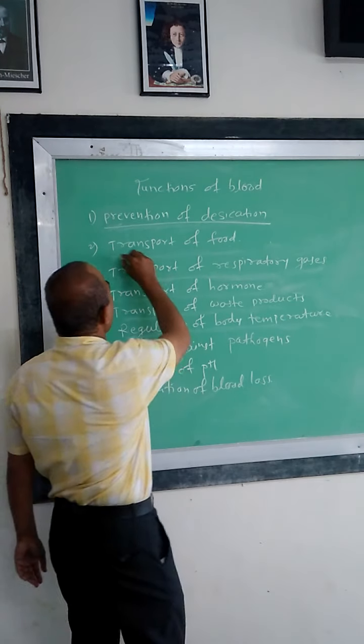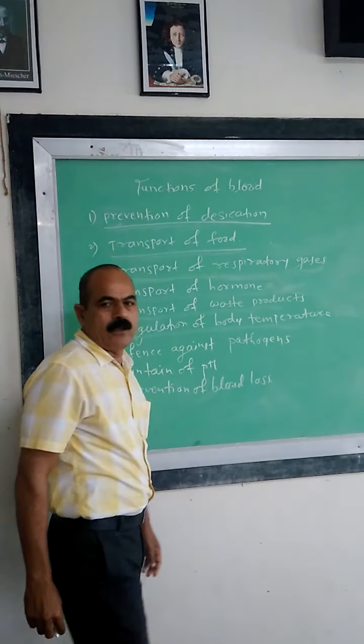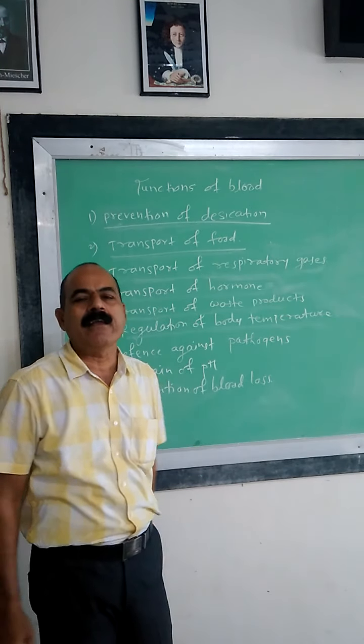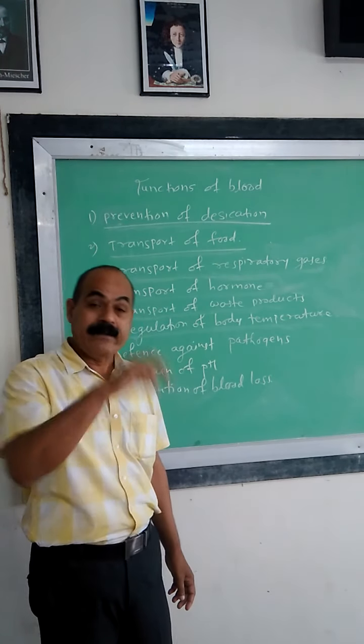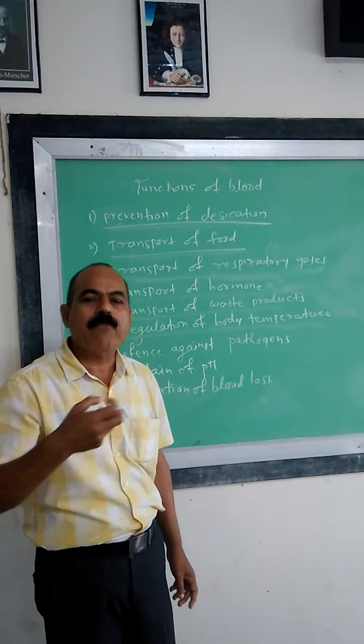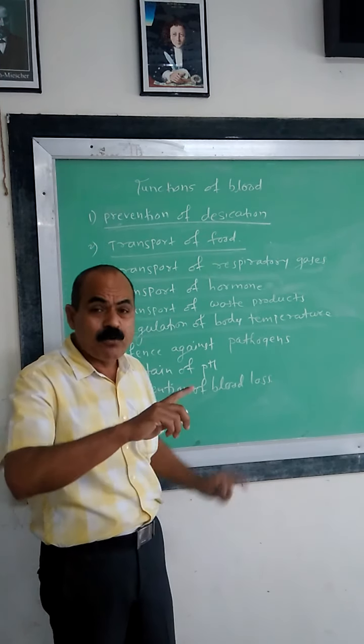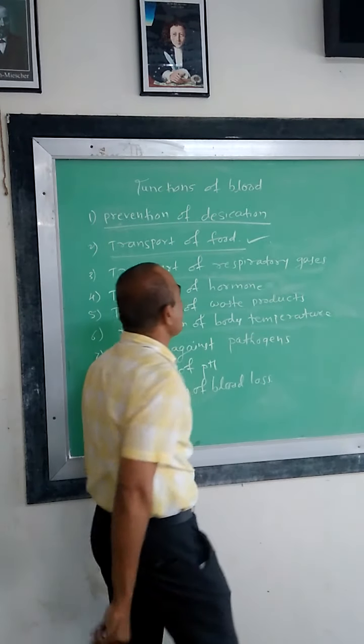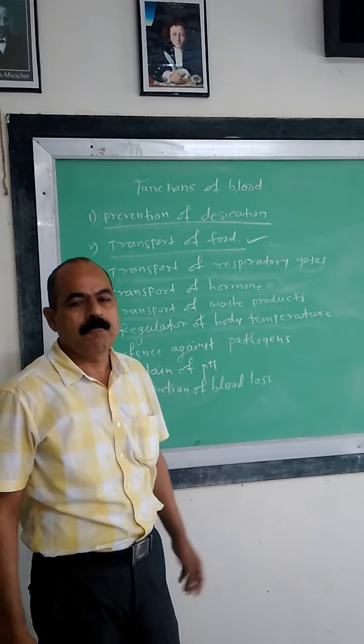The second one is the transport of food. You know that when food is consumed, the food is digested in the intestine. The digested food is absorbed into the blood, and that food is then transported throughout the body. This is the second main function: the transport of food is also done by the blood.